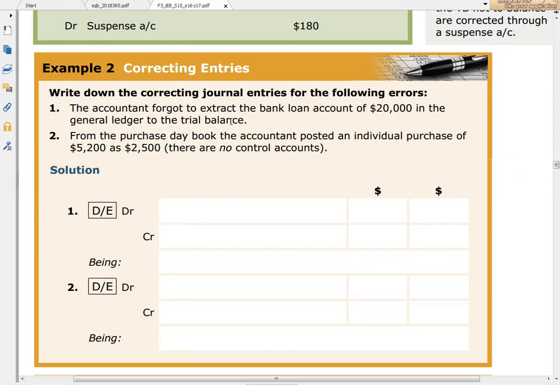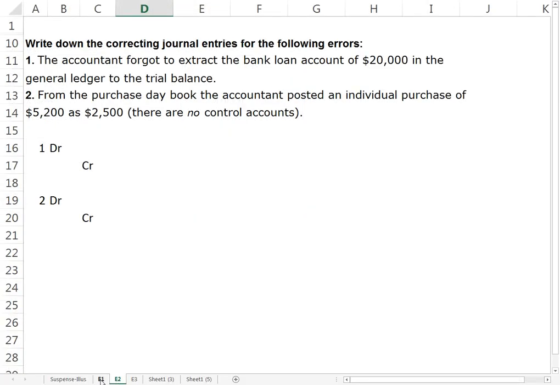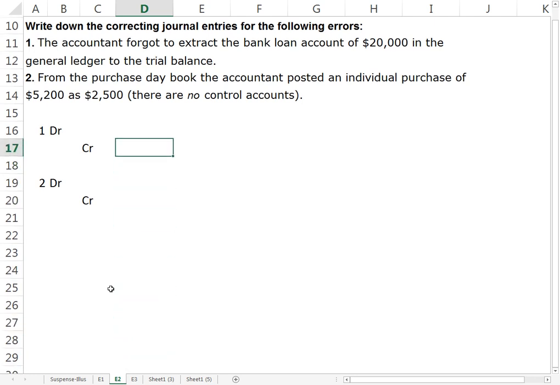All right. So have you guessed the correct entry to account for that? Now let's get into it. The bank loan account is a credit account, so the suspense account was expecting a credit of 20,000. The trial balance was expecting a credit of 20,000, but it didn't get it. So this is an error in the trial balance.